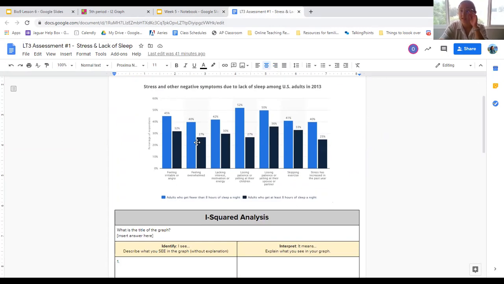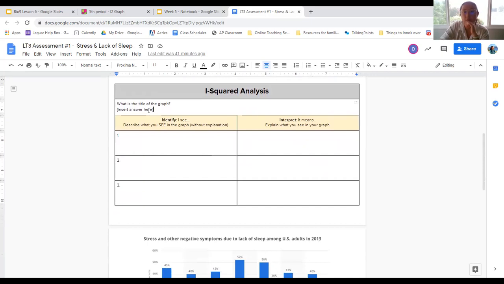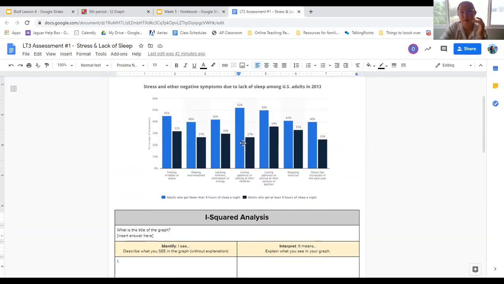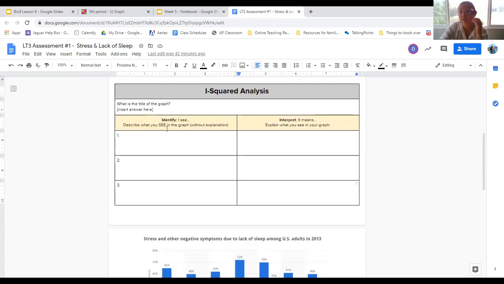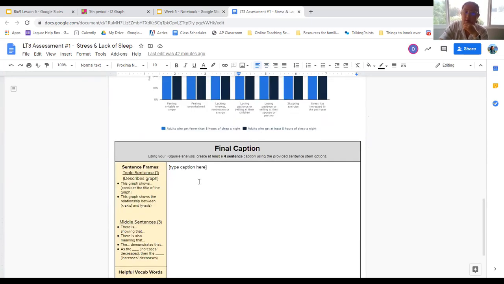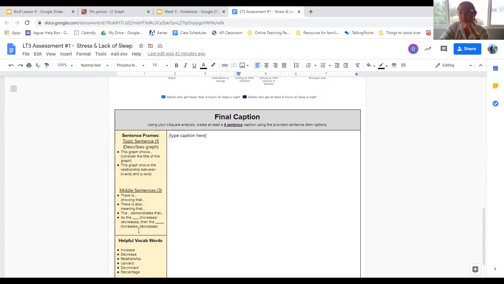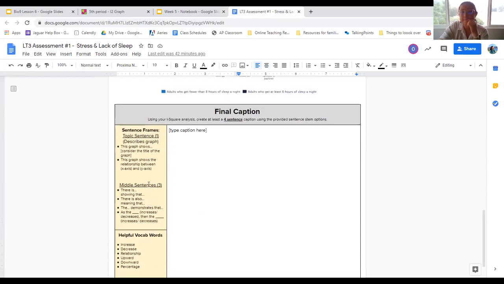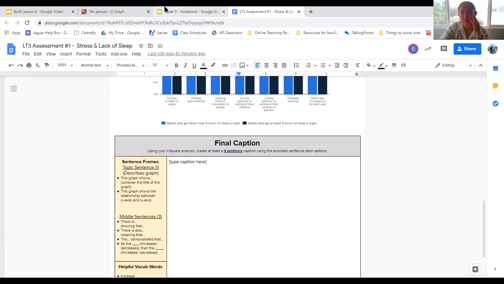So this graph is about stress and how it's connected to how much you sleep. And so you're going to write the title of the graph here to just get you started on thinking about the topic sentence. And then you're going to be writing observations and then trying to explain those observations in order to understand the information that your graph is presenting. Okay, so just like what we did in class, we're going to do these steps. And then you are going to take those steps and start writing your caption. So remember your topic sentences. Remember your middle sentences. Okay, so it should be 4 sentences total.